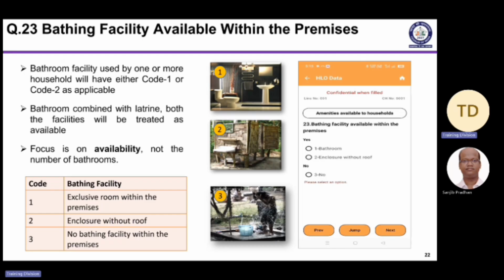You know that for all, it is on the availability. So we have codes 1, 2, 3. First is exclusive room within the premises; we have a dedicated bathroom for that. Next is that we don't have a dedicated full-fledged bathroom, but a closed enclosure without roof is there. So that means we'll give code 2, and if there is no bathing facility within the premises, then code 3 will be given.